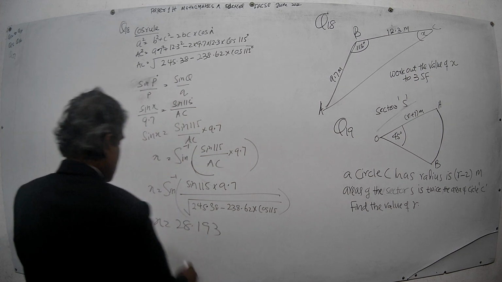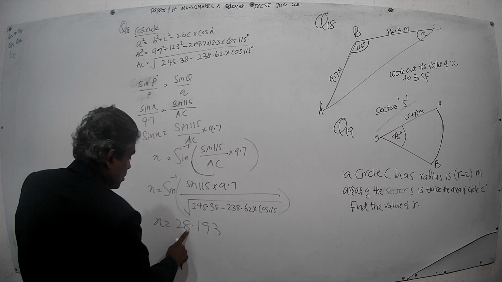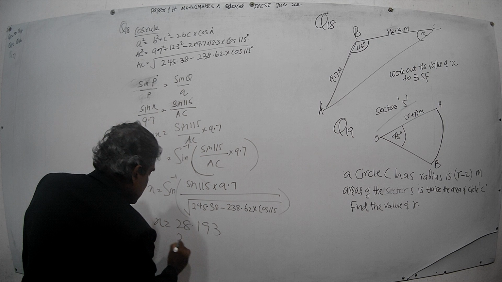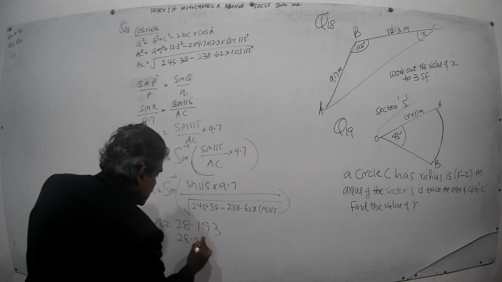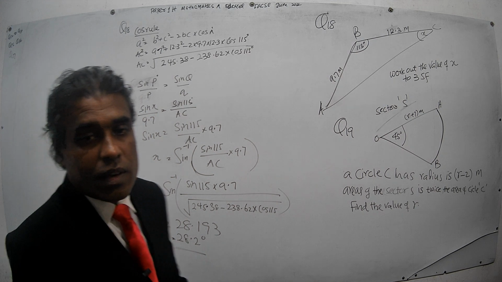Three significant figures means the third significant figure here is 1, and the fourth one is greater than 5, so add 1 to this one. x is 28.2 degrees. So this is the answer. Right. Okay.